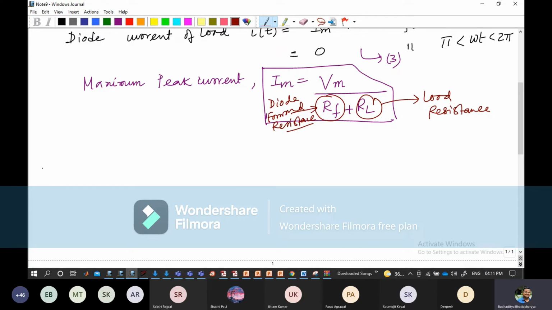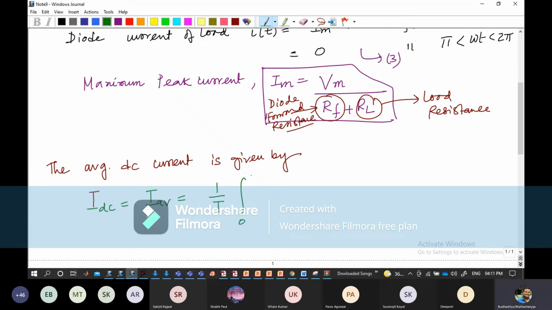So the average DC current is given by, this is again from the formula itself we know, but still for your recap, I'll tell you. IDC is usually I average, equivalent to I average of the total current, whatever we have. That is given by 1 by T integral from 0 to T of i(t) dt. So we are integrating the total current over the time period capital T, and that will be the average current.